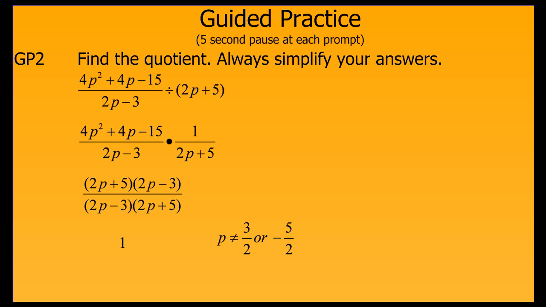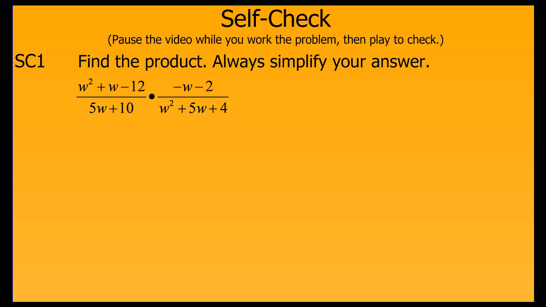p cannot equal 3 halves or negative 5 halves, since either of those would make one of our factors in the denominator 0, which would then make us divide by 0, which is undefined. Now we're finished. Now for the self-check section.